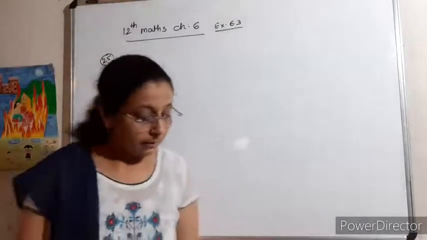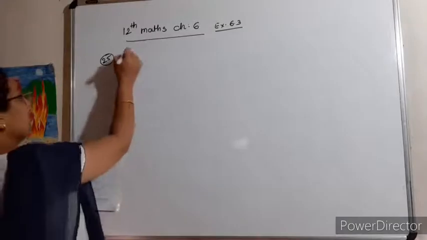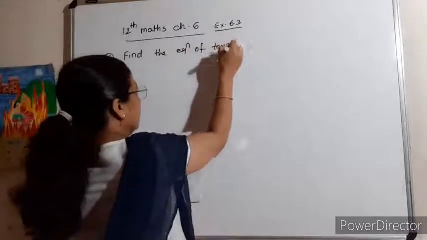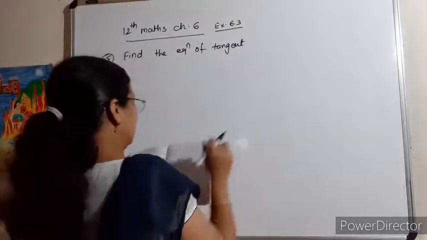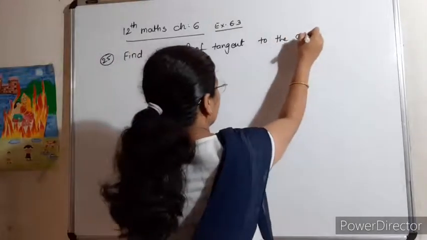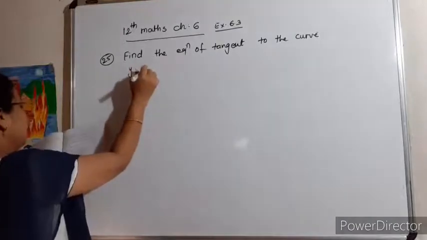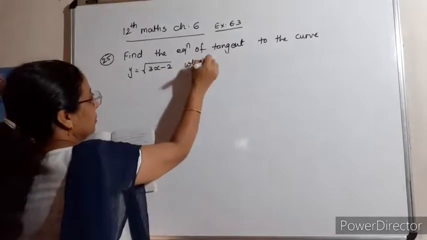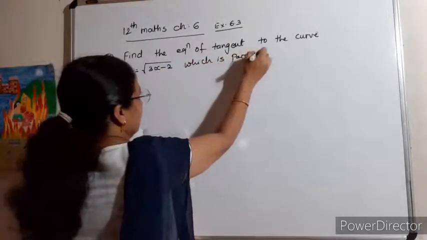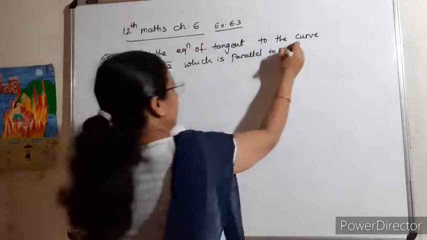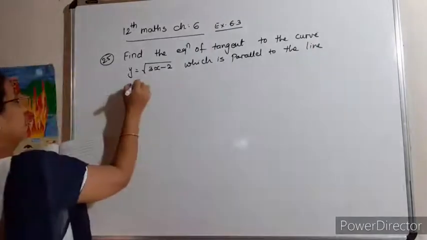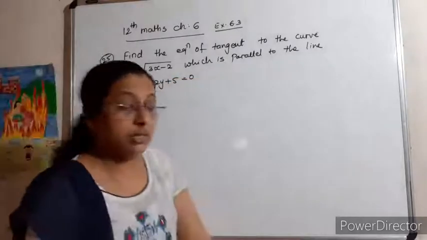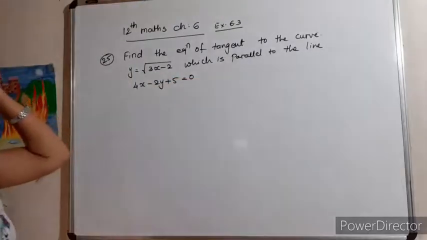Okay, question number 25 is: find the equation of tangent to the curve y is equal to under root of 3x minus 2, which is parallel to the line 4x minus 2y plus 5 is equal to 0. Here we need the equation of tangent to this curve.